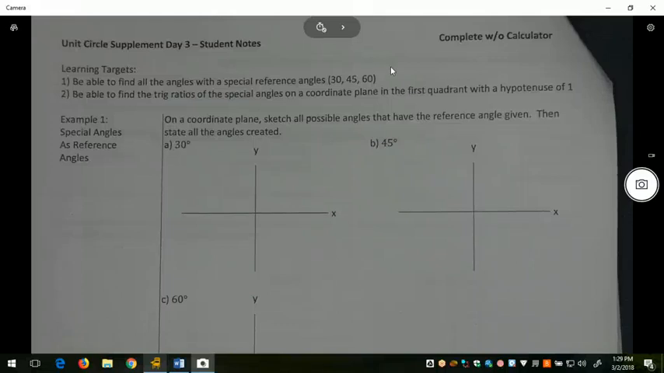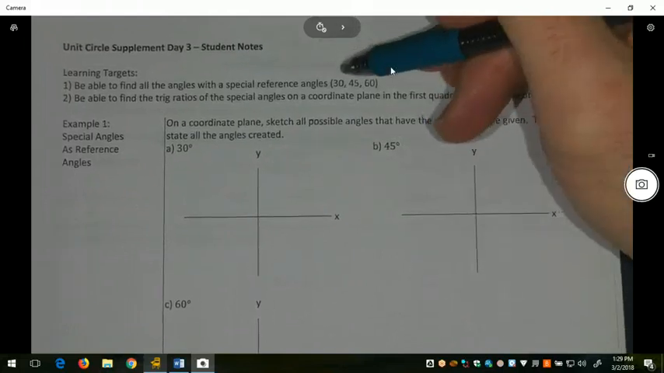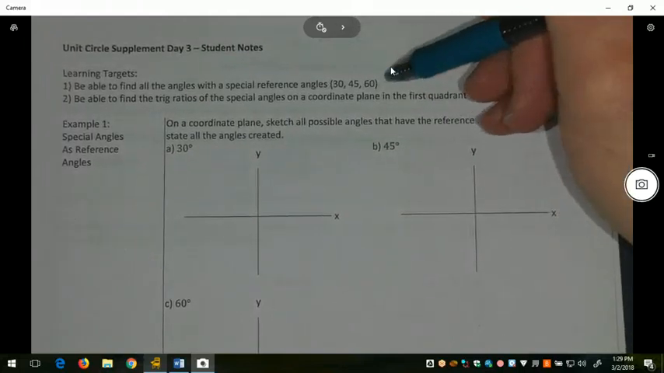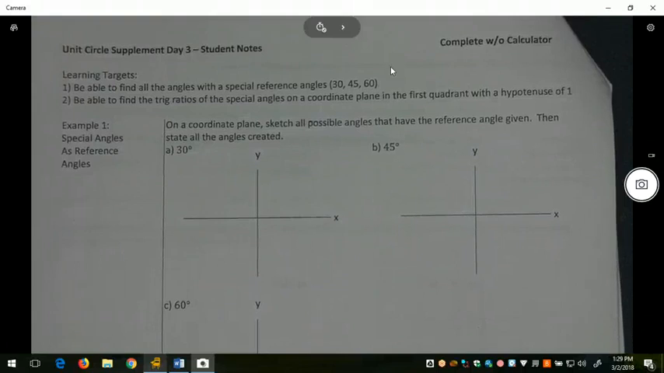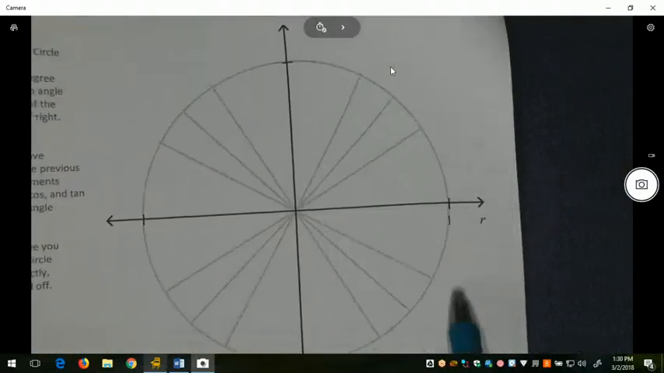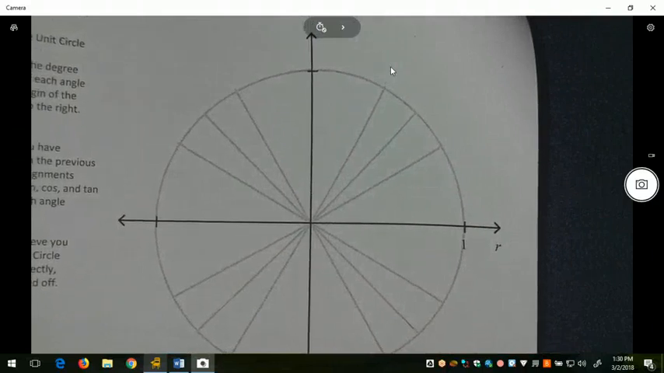Lesson day 3 of the Unit Circle supplement. The learning targets for this lesson are that you will be able to find all angles with special reference angles 30, 45, and 60 degrees. And you'll be able to find trigonometric ratios of special angles on the coordinate plane in the first quadrant with a hypotenuse of 1. This lesson sets you up to be able to build a complete unit circle in degrees when we meet next.